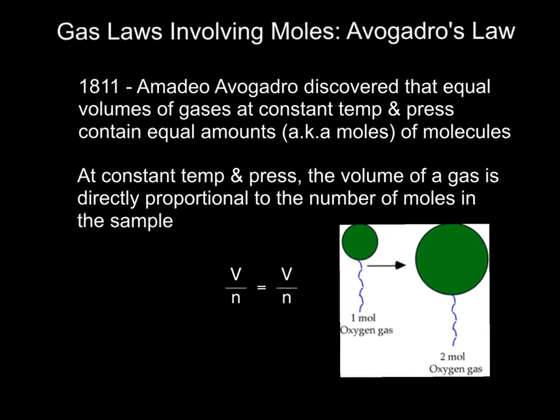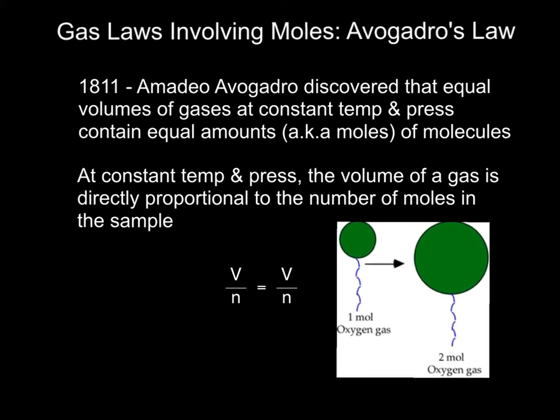And so we have the equation V1 over N1 equals V2 over N2. I'm not going to do an example problem on this because this is exactly how Charles' law runs. The only difference is instead of temperature, we're talking about moles. So when you run into a problem that's only talking about volume and the number of moles, and temperature and pressure are held constant, you know you have Avogadro's law.